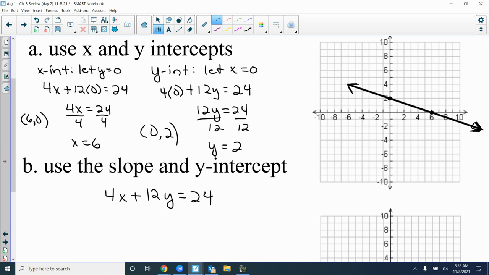Okay. Okay, good. That's 4 over 12, not 12 over 4. 12 over 4 is 3. That's going to be a fraction. Okay, what do you got? Yes. What do you got? What do you got?